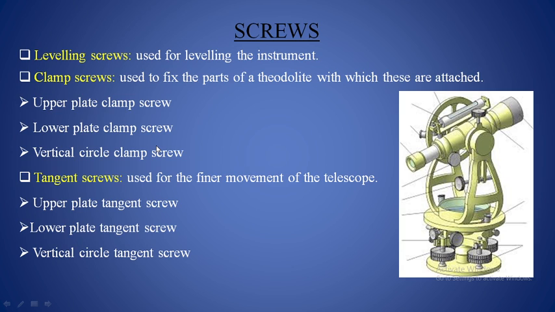And also for the finer movement, you can use the vertical circle tangent screw for the finer movement of the telescope to set an accurate angle. And also in the horizontal plane you can use the upper plate tangent screw and lower plate tangent screw for the finer horizontal movement of the telescope.